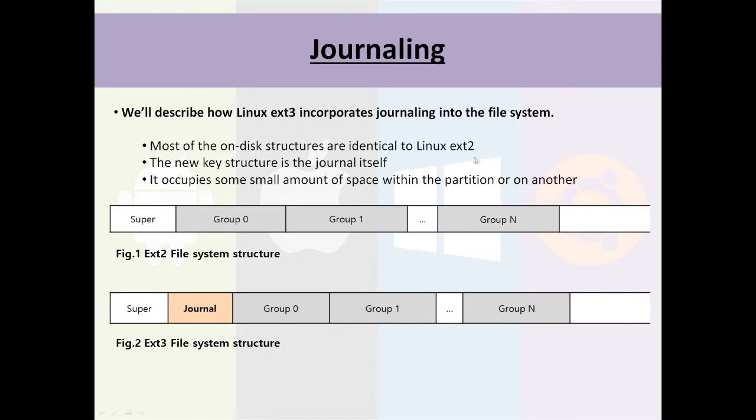Because EXT2, which is kind of what we talked about last week, didn't actually have the capability of utilizing journaling. That wasn't around back then. But EXT3 had it as a feature. So the new key structure is the journal itself, which occupies some small amount of space within the partition.